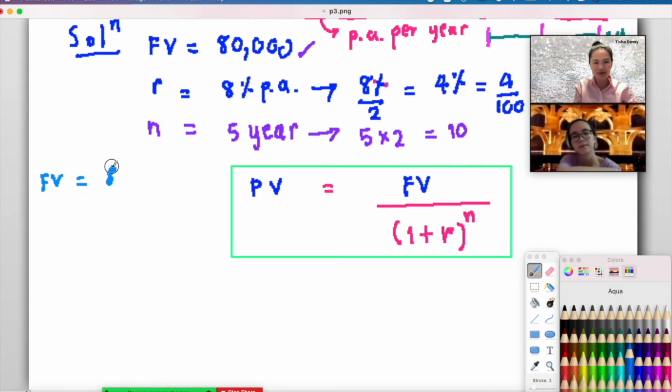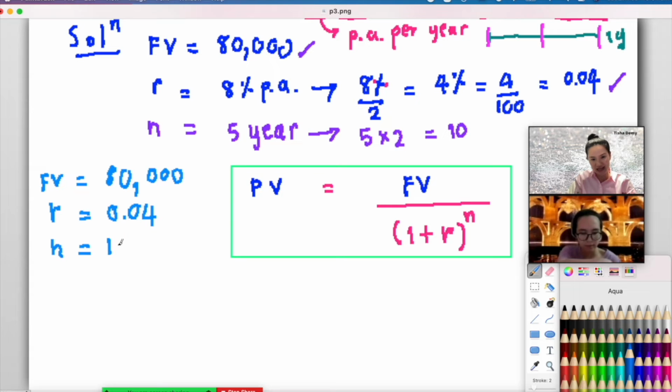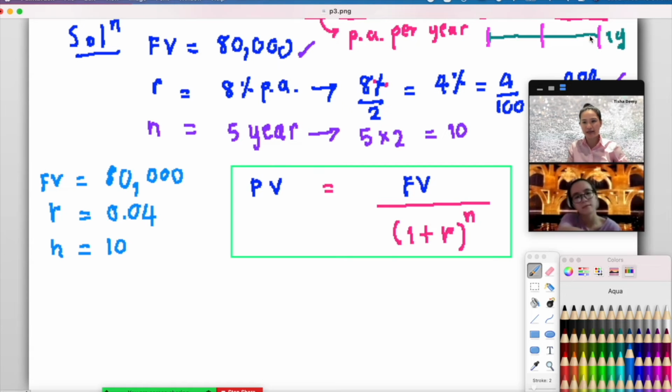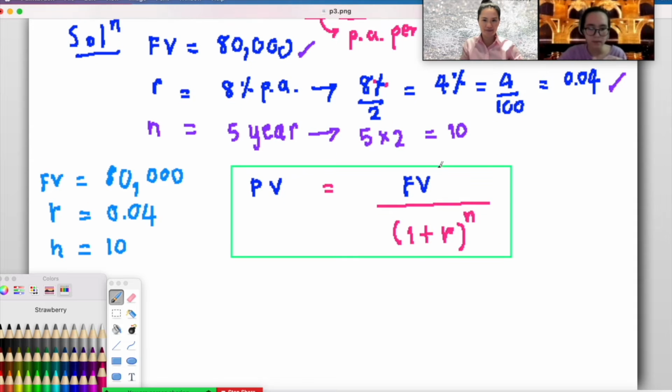80,000. Okay, I write down here properly for you again, 80,000. And our R rate equals 0.04. Our N equals 10. What we're going to do from here? From here, we're going to substitute everything. So now our PV equals FV.